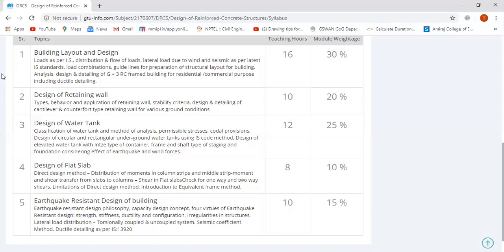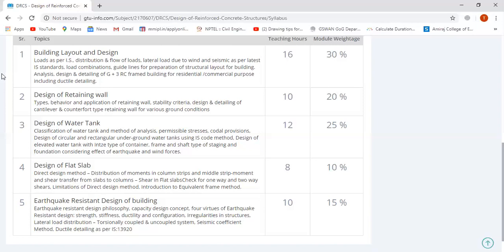Now the third is design of water tank. In this chapter, we learn classification of water tank, method of analysis, permissible stress, and code provisions for design of water tank, design of circular and rectangular water tanks with different shapes and sizes, heights, underground, overground, above the height, etc. But using the IS method.